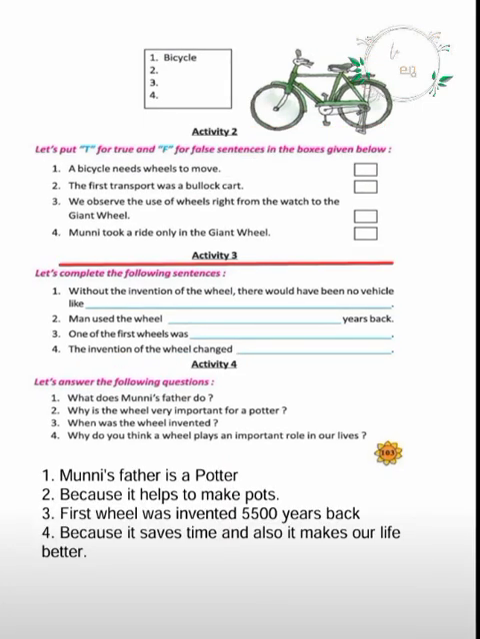In activity 4, the first question is, what does Munni's father do? Munni's father is a potter. Why is the wheel very important for a potter? Because it helps to make pots. When was the first wheel invented? The first wheel was invented 5,500 years back. Fourth question: why do you think a wheel plays an important role in our lives? Because it saves time and also it makes our life better.